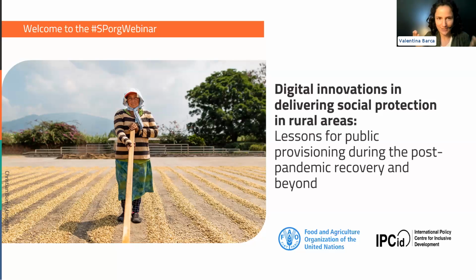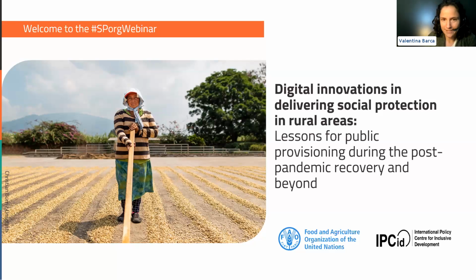This webinar, as you can see here on the screen, is about digital innovations in delivering social protection in rural areas, and the lessons that are coming from that for public provisioning during the post-pandemic recovery and beyond. And it's based on a publication that you can already find. It's out. You can find it on socialprotection.org and on the FAO website, in which we invite you to read and we'll be sharing in the chat.